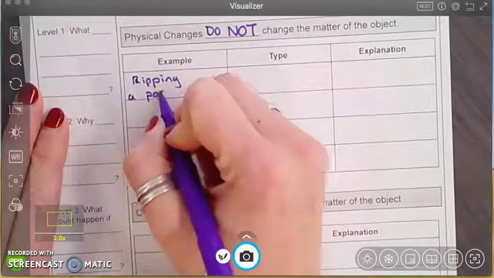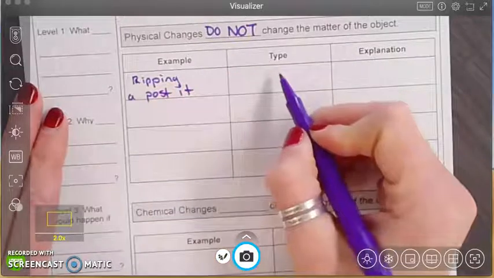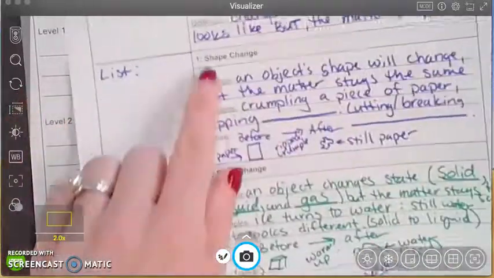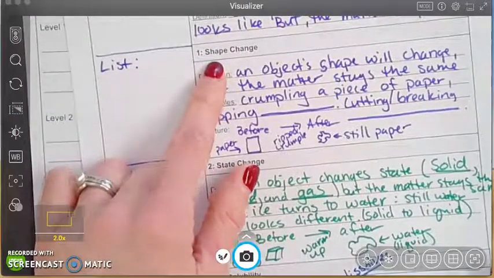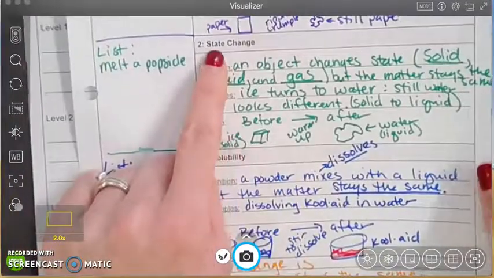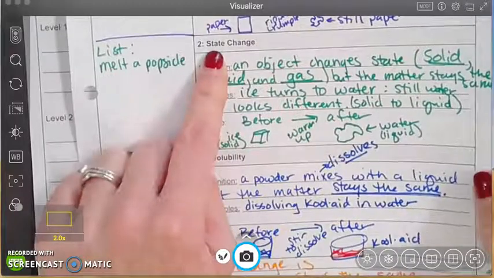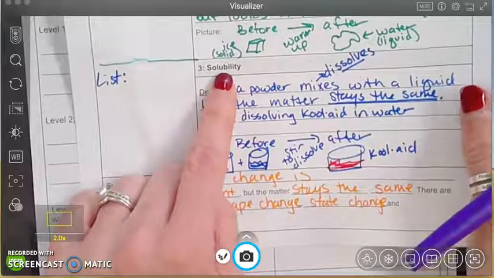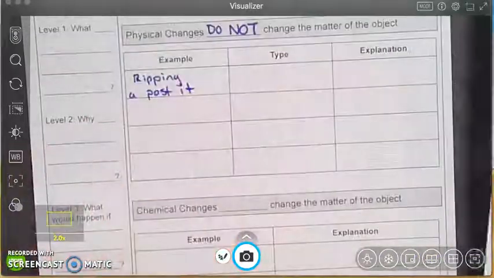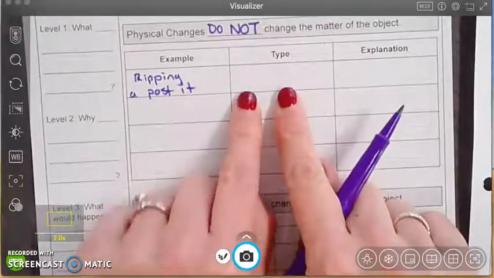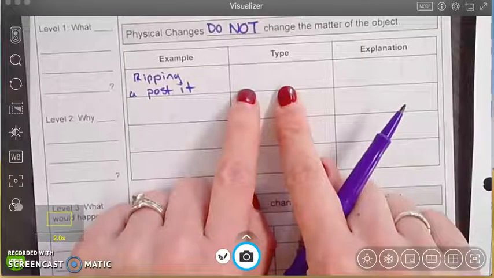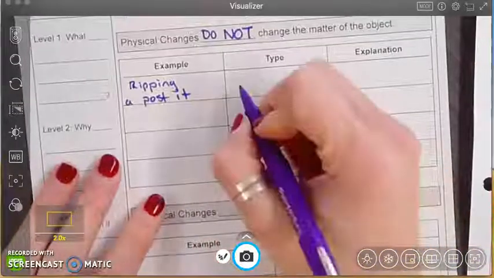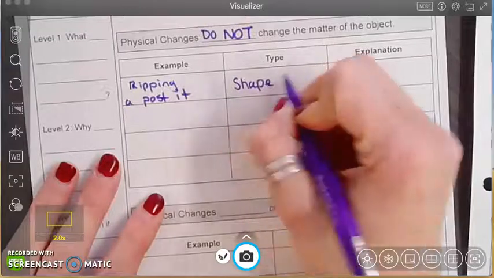So my example is going to be ripping a Post-it. I need to know what type is that. Is that a shape change? Did I just change its shape? Did I make a solid go to a liquid go to a gas, or the other way? Or did I do solubility where I dissolved something? Press pause and figure out what type it was and press play to begin. All right, I hope that you guys came up with shape change.